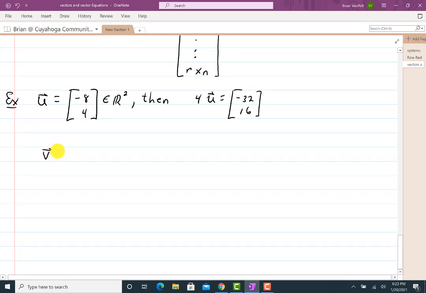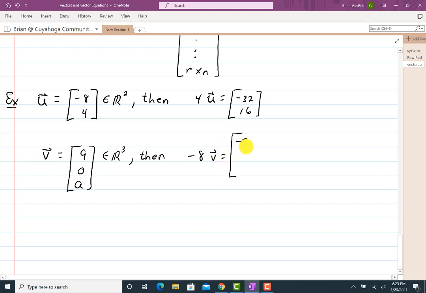If you have V equals 9, 0, and A, I don't know what A is, but it really doesn't matter. So this thing is in R3. Then -8V equals, let me see, -72, 0, and -8 times A, whatever that A was.